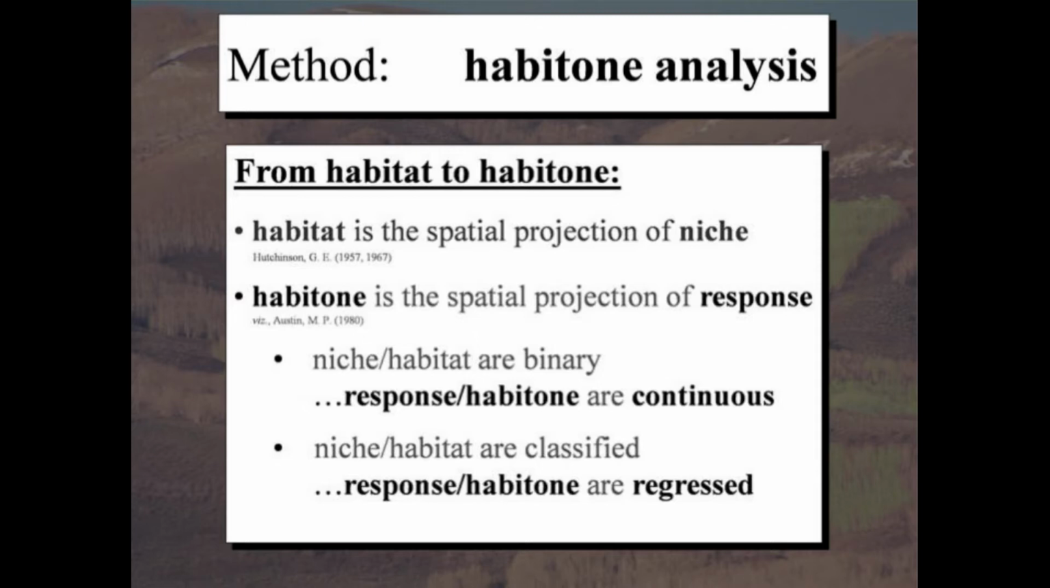And methodologically, for niche and habitat, we use classification methods. But response and Habitone are actually simpler. We use regression methods, which classification methods imply or assume, and then go one step further to turn them into discrete measurements. So up until you get to the interpretation, which we're not used to, the methods are simpler.